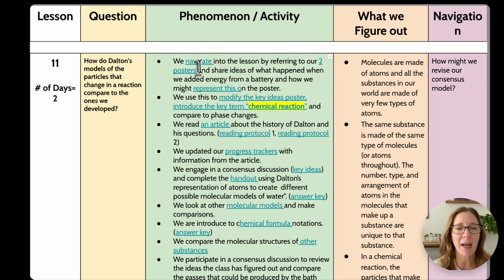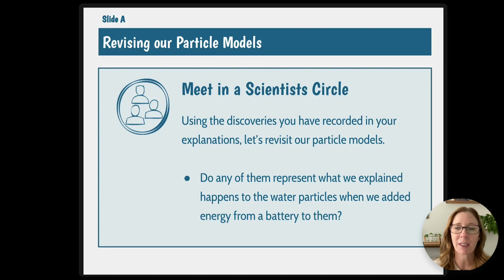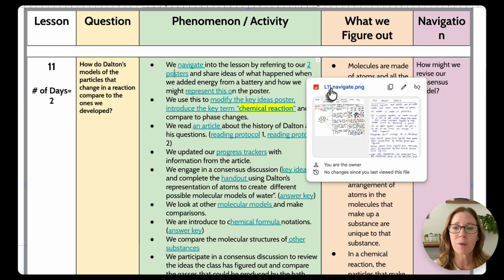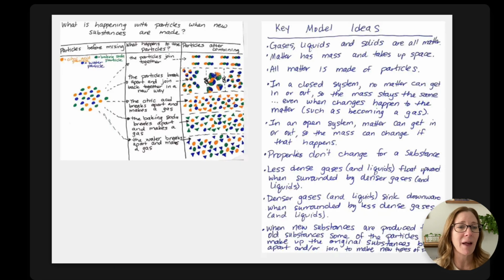So first of all, we navigate into the lesson. Here's the slide to support you. We're going to meet in a scientist circle. We're going to have a talk about what we figured out so far. We're going to use these two posters that we've already been looking at, the manipulative poster and then also the key model ideas. We're going to refresh our memory of where we are.